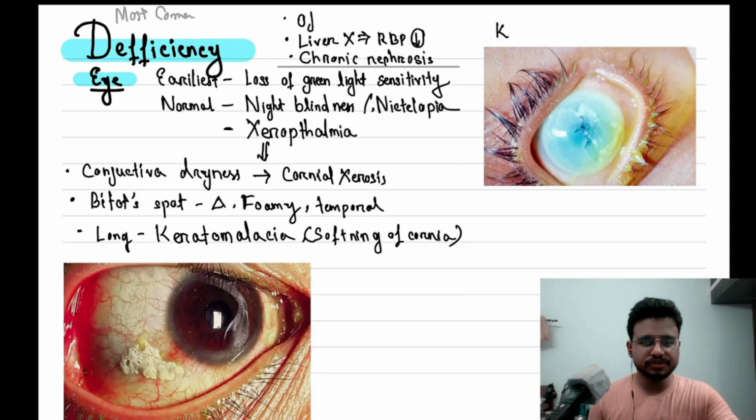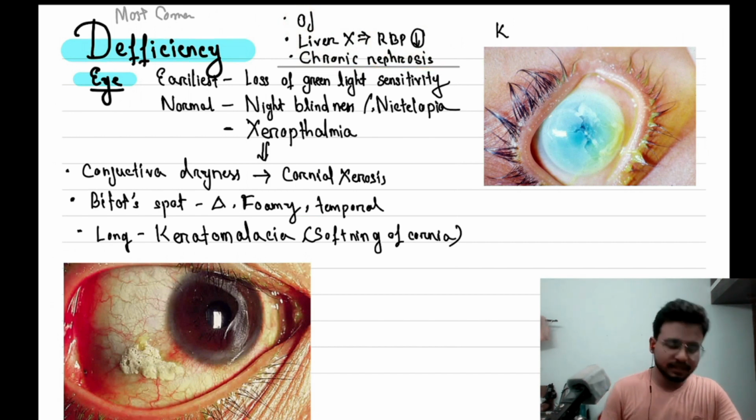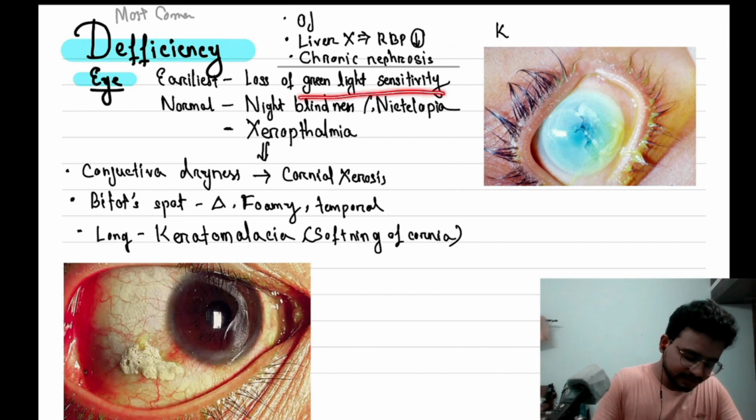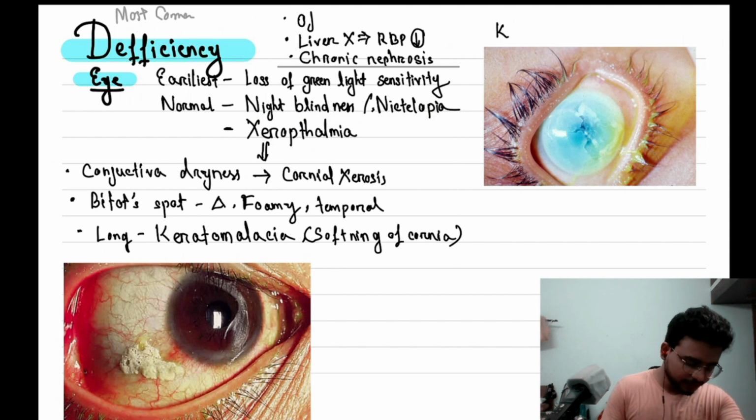So, except dietary deficiency, what are the conditions that can lead to vitamin A deficiency? Like obstructive jaundice, liver problems by which the retinol binding protein decreases, and chronic nephrosis. The deficiency manifestation in the eyes: the earliest manifestation is the loss of green light sensitivity, then it starts night blindness, nyctalopia, then xerophthalmia. Xerophthalmia means dryness of the eyes. The first dryness occurs in the conjunctiva, then it starts to go to the cornea. At that time Bitot's spots start to form, which are triangular, foamy, and present in the temporal region.